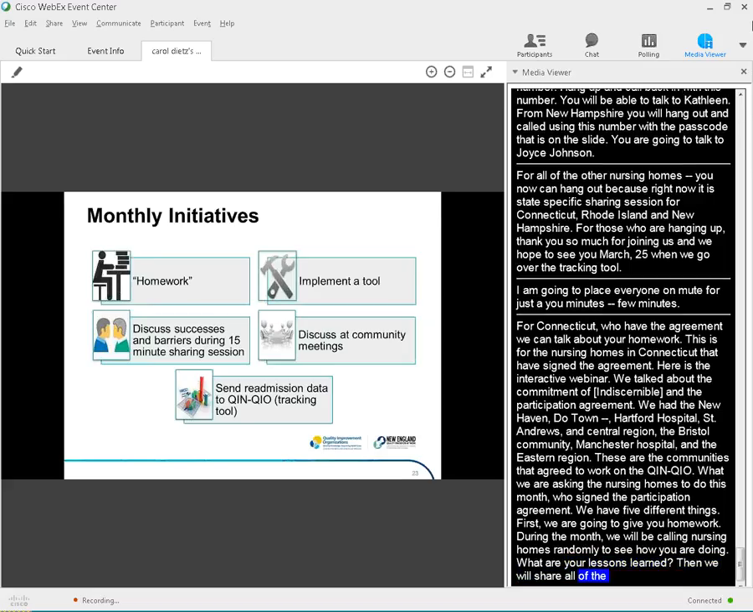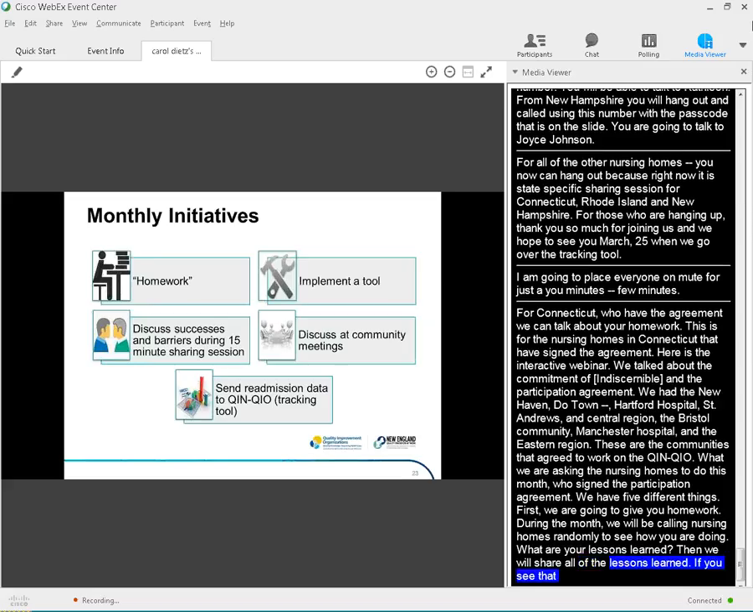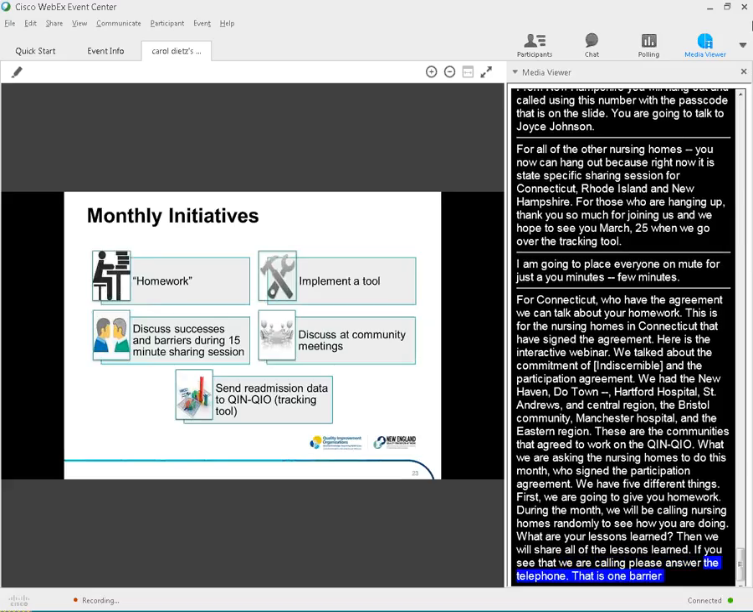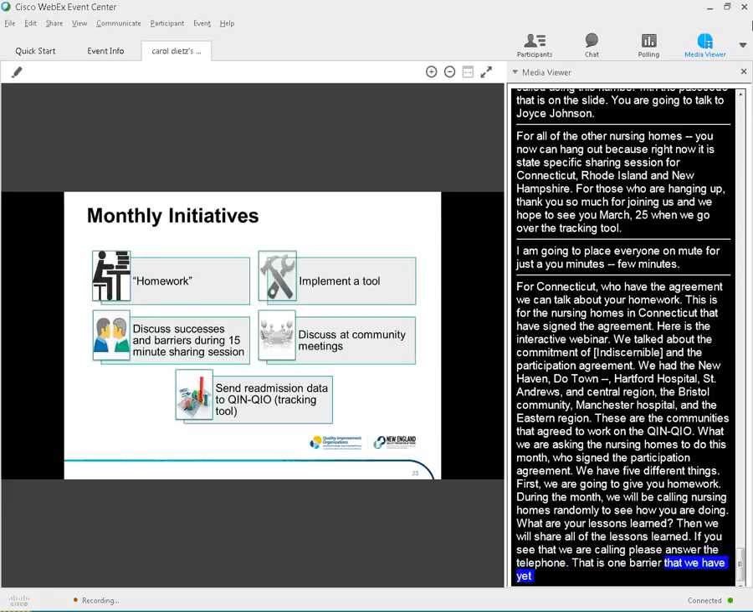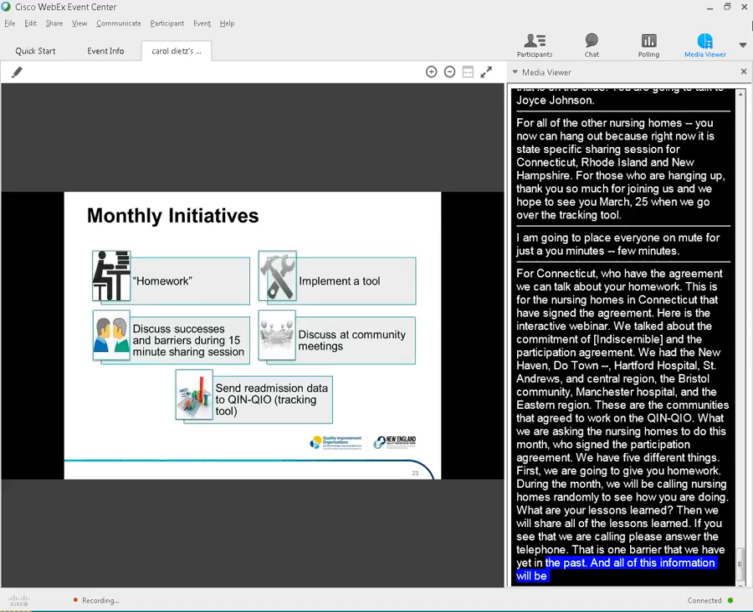So please, if you see that Qualitynet is calling, please answer the phone. That's one of the barriers that we have hit in the past, and we're saying up front, all this information will be passed on to your community lead about whether we were able to connect with you or not. Next, part of the homework is you're going to be implementing a tool.